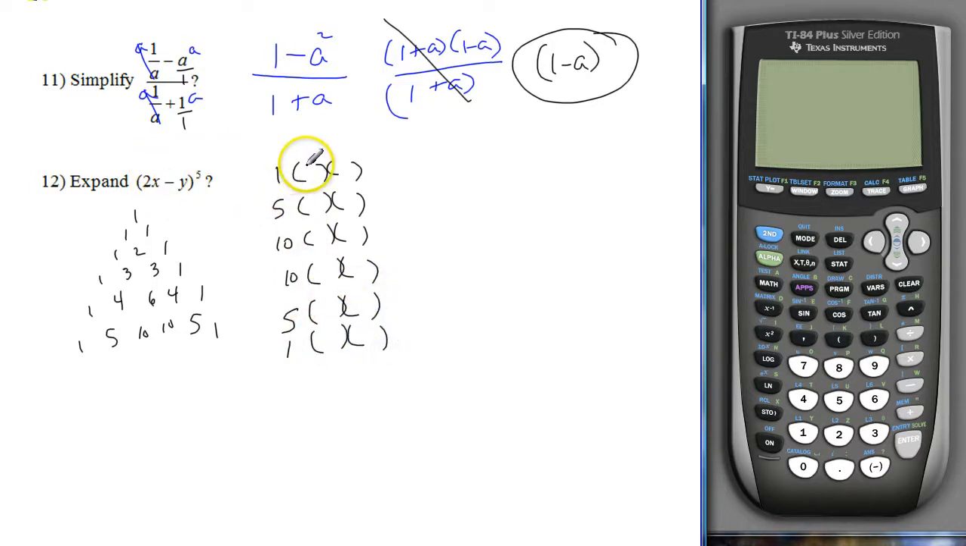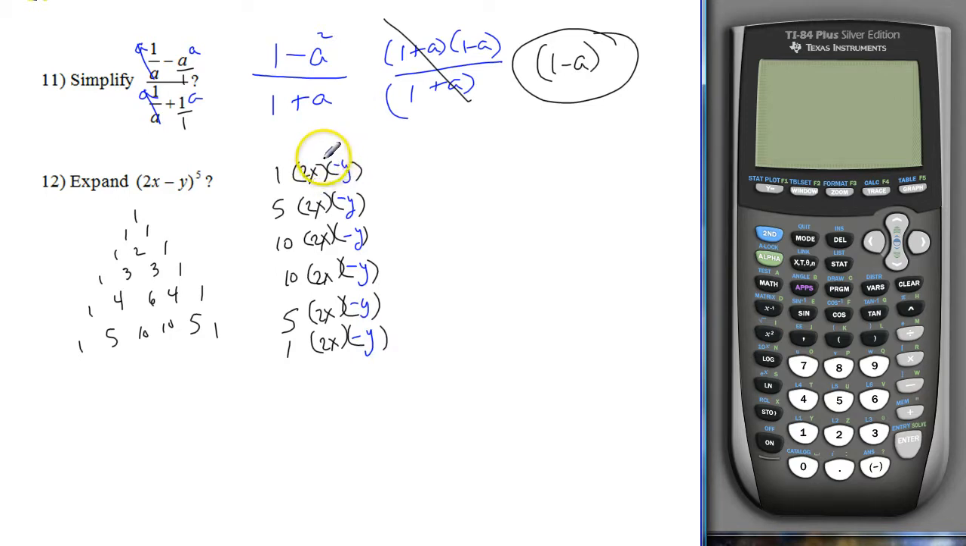And in the first parentheses, the first part, I get 2 x's. So 2x, 2x all the way down. And in the second parentheses, I put the y's, and in this case, negative y. So watch that sign. The negative y is going to make it oscillate back and forth, flip-flop, positive, negative, positive, negative.